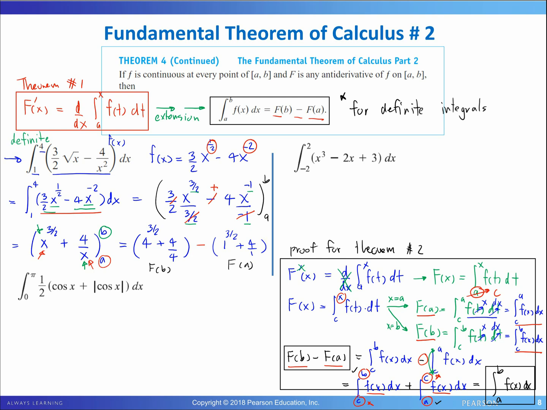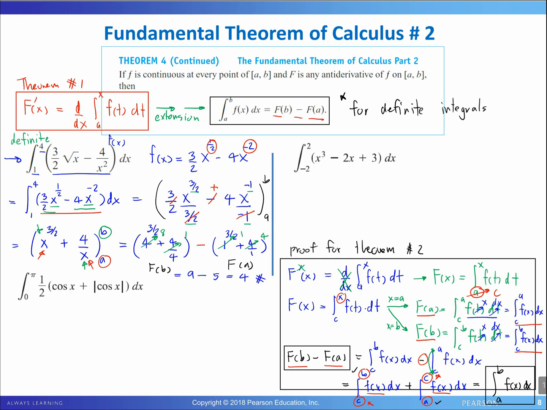This term right here, 4 to the power of 3 over 2, this is equal to 8. And this one is equal to 1, 4 divided by 4. This one, of course, this is equal to 1, and this is equal to 4. So in the end, we have 8 plus 1, which is equal to 9, minus 1 plus 4 equal to 5. So we have 4 as the final answer for the first example.